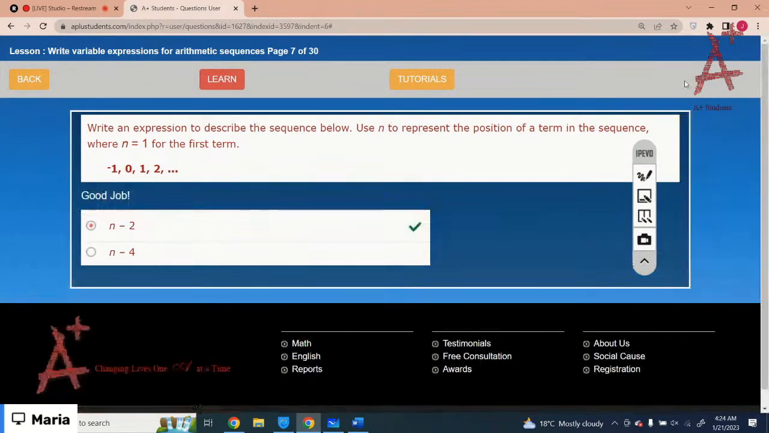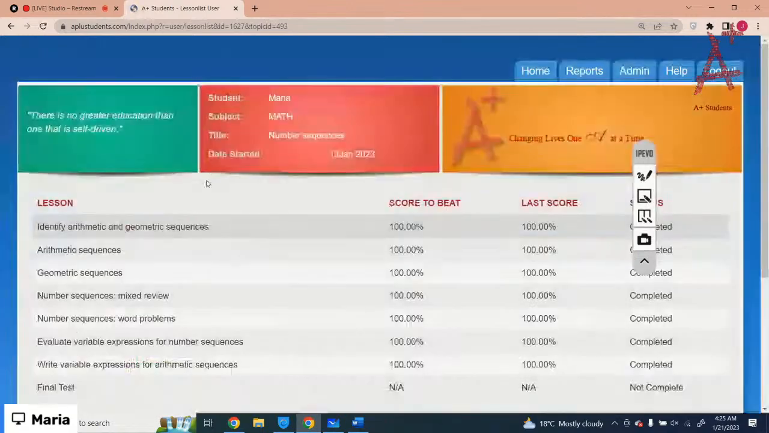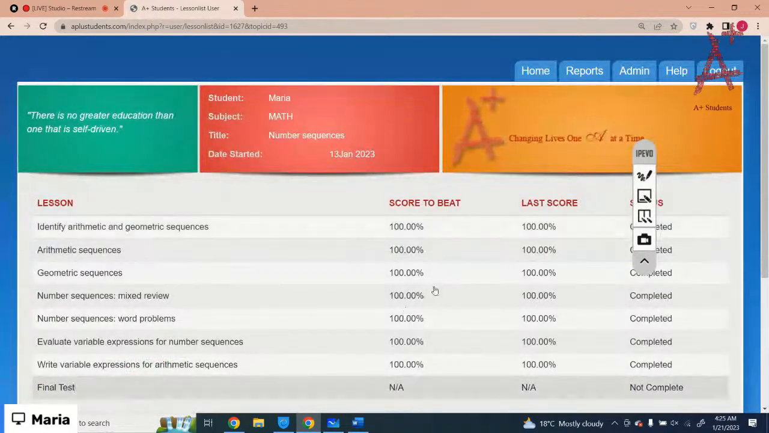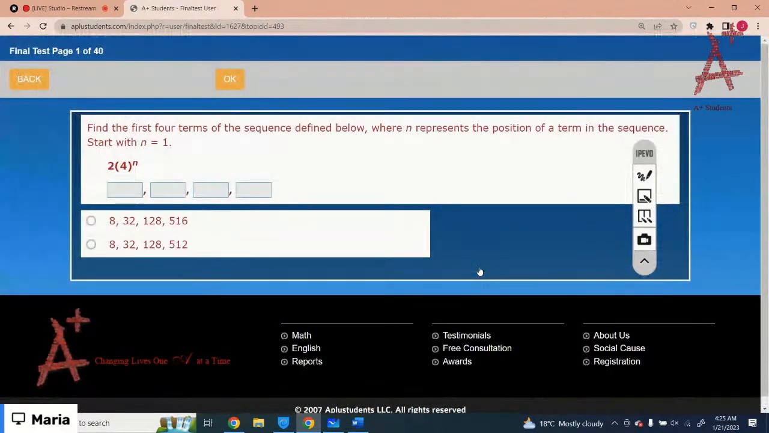Okay, you can complete the test by yourself later today. Let me just move on to the next lesson, and the next lesson is the final test of the chapter. So let's start with the final test of the chapter. Find the first 4 terms in the sequence defined below, where n represents the position of the term in the sequence.